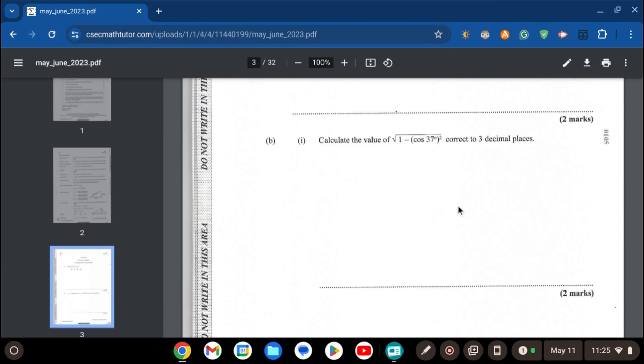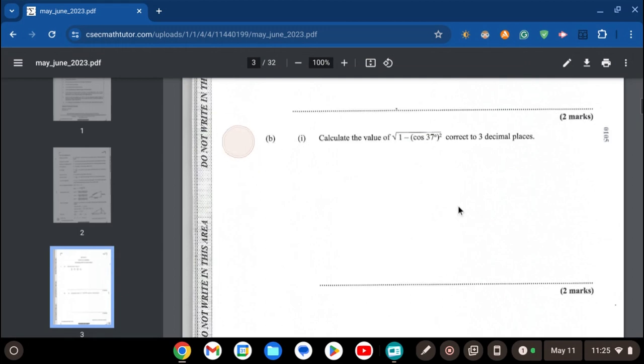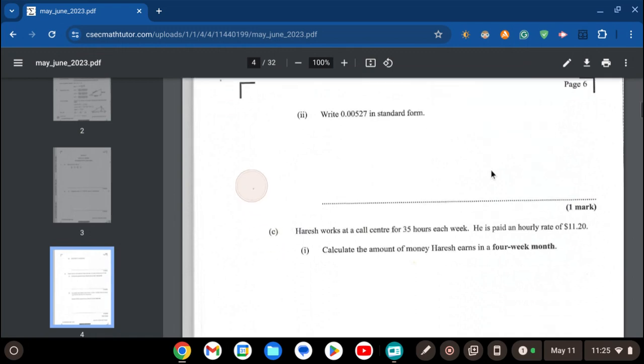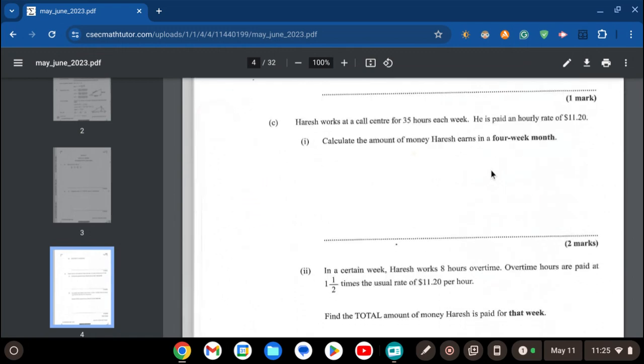Standard form, otherwise known as scientific notation, right? Significant figures, right? And rounding to decimal places along with the fraction, right? And you see this question also has standard form in it. You're supposed to write this into standard form. And now we also on question 1 have consumer arithmetic.